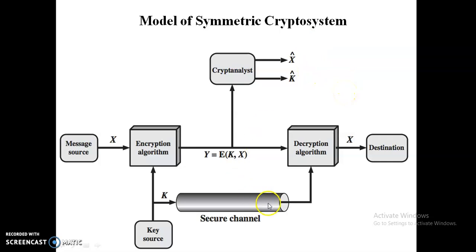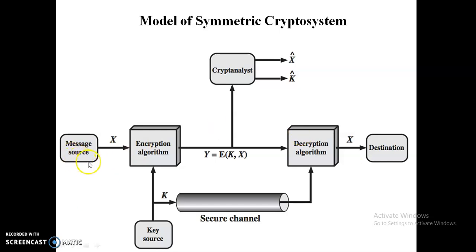This is the decryption algorithm. Here the algorithm decrypts the message and returns the plain text to the destination. So this is the model of a symmetric crypto system. How the symmetric crypto system works was explained in this picture.